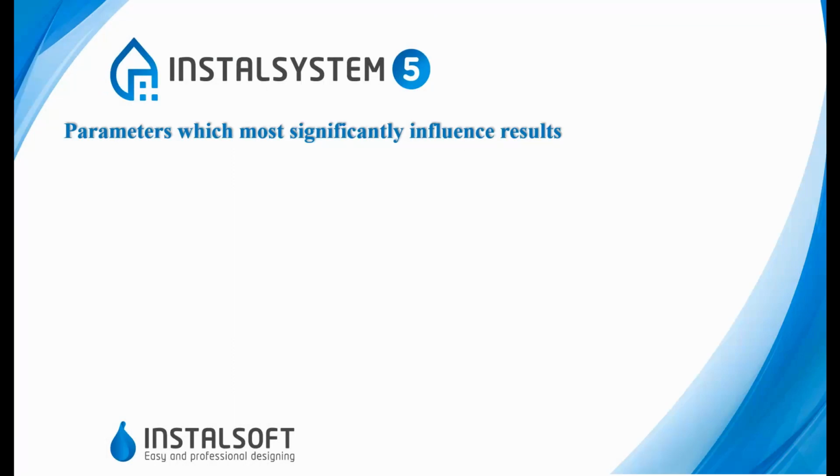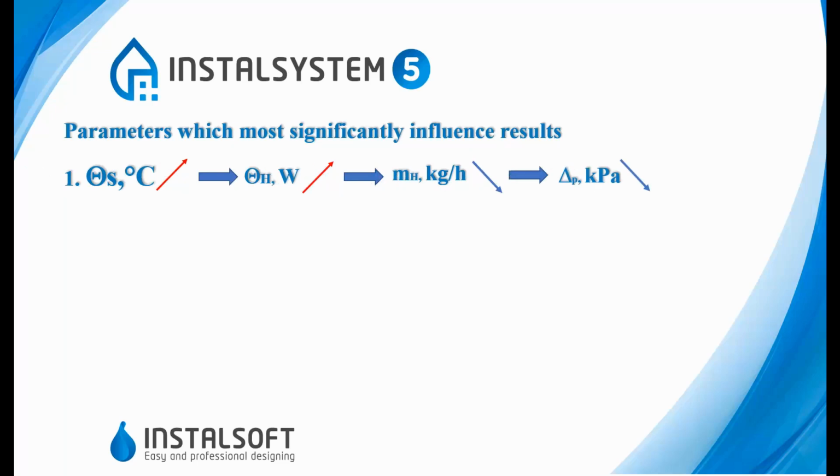And there are mostly 3 parameters that significantly influence results. The first one is supply temperature, and you could already see how we can change it in general data. And later I will also show you what you should do if you would like to control supply temperature on each manifold. If you increase supply temperature, you may expect higher heating output, but in return we may also expect lower mass flow rates in circuits, and it will also cause lower pressure losses in circuits, and finally lower quantities of pipe lengths.